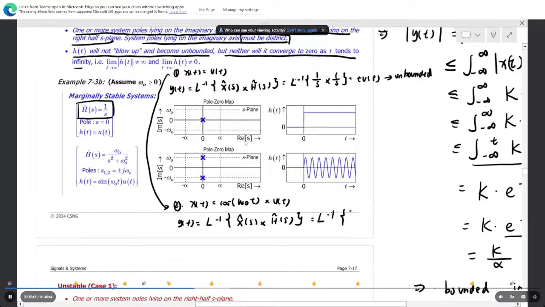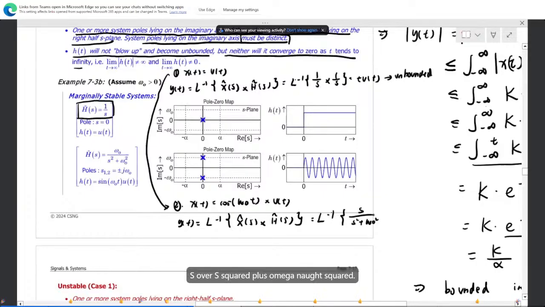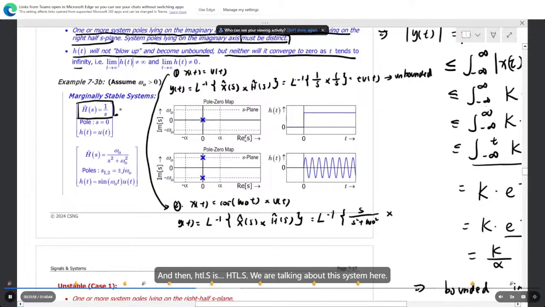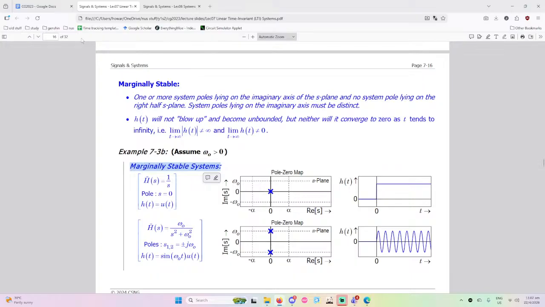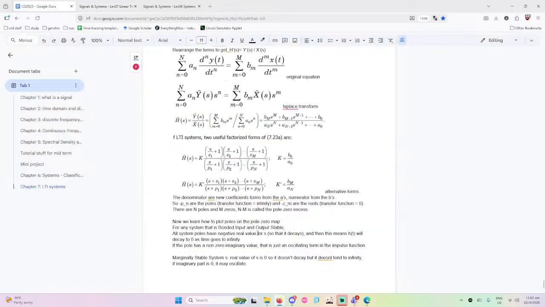What is it? S over s squared plus omega naught squared. And then H(s), we are talking about this system here. H(s) is 1 over s, right? So it is the inverse Laplace transform of omega naught over s squared plus omega naught squared multiplied by 1 over omega naught. So the output will be 1 over omega naught multiplied by sine omega naught t multiplied by u(t). So now for this case, is the output bounded or unbounded?